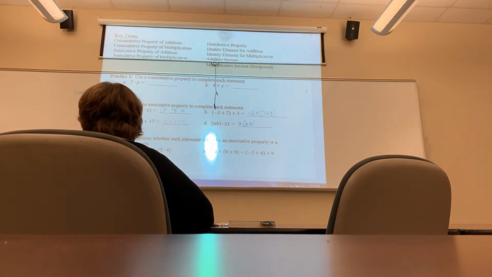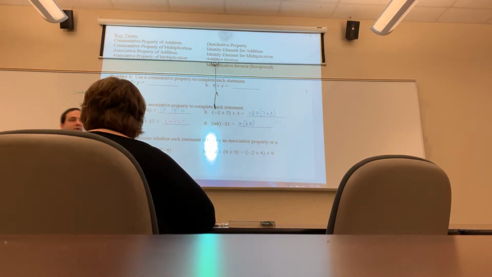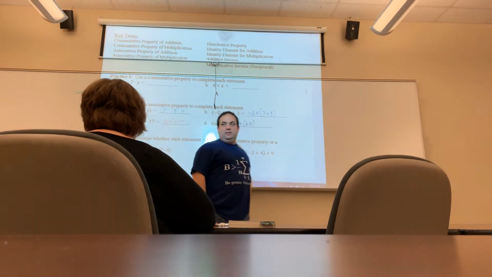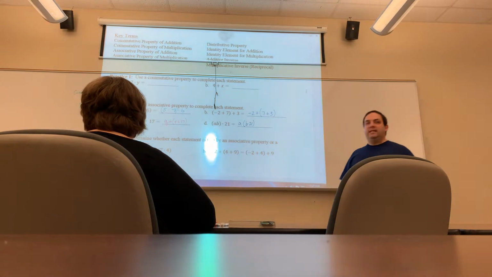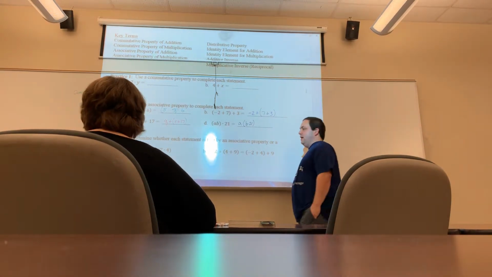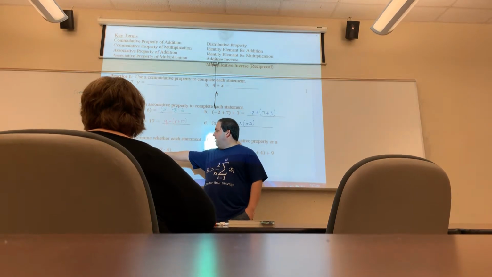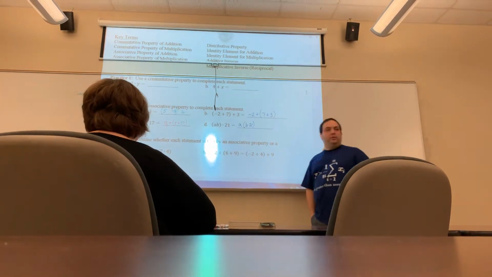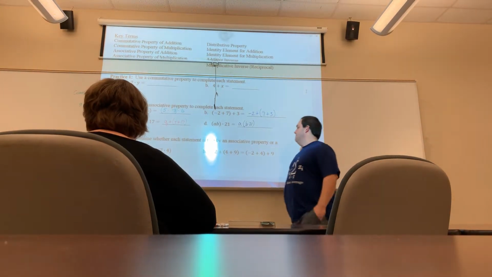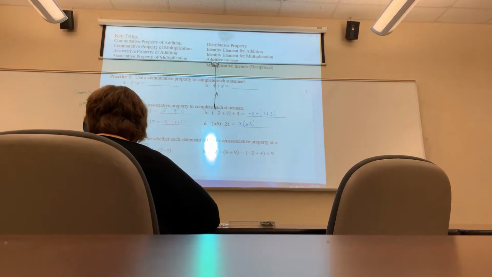All right. So then in A and B, it's not asking you to rewrite it. Now it's giving you the complete statement, and it's asking you to identify which of those two properties it is. So in letter A there, 5 times parentheses 4 times 7, and 5 times parentheses 7 times 4. Which property would that be? Commutative, yes. Okay.